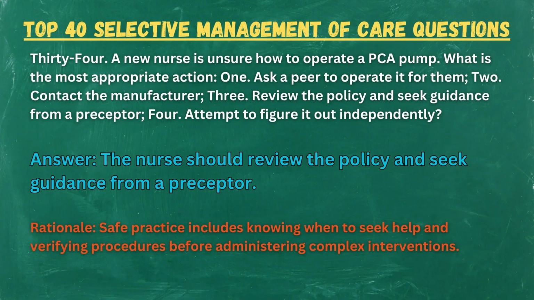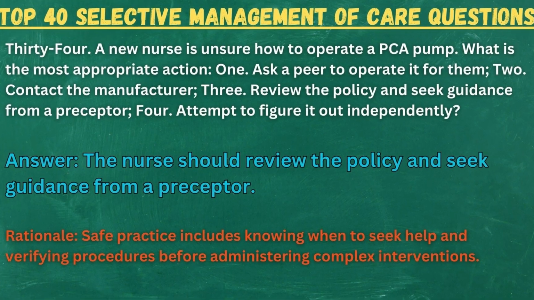34. A new nurse is unsure how to operate a PCA pump. What is the most appropriate action? 1. Ask a peer to operate it for them. 2. Contact the manufacturer. 3. Review the policy and seek guidance from a preceptor. 4. Attempt to figure it out independently? Answer: the nurse should review the policy and seek guidance from a preceptor. Rationale: safe practice includes knowing when to seek help and verifying procedures before administering complex interventions.